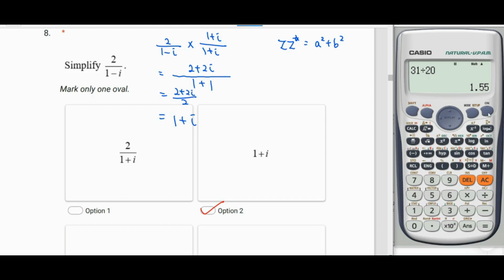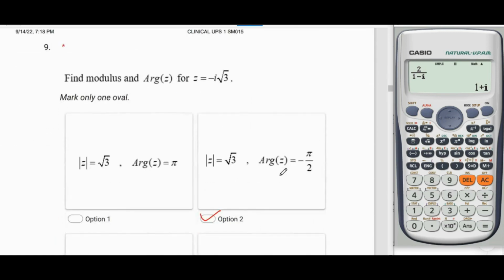So for this question, it is impossible you can get wrong, because we can check using any calculation involving complex numbers. We can check using a calculator. We can set our mode to complex number. Then we can just plug in our value, 2 over 1 minus i, where i is this purple color, shift ENG. So here we can double check our answer. After that, continue for this.